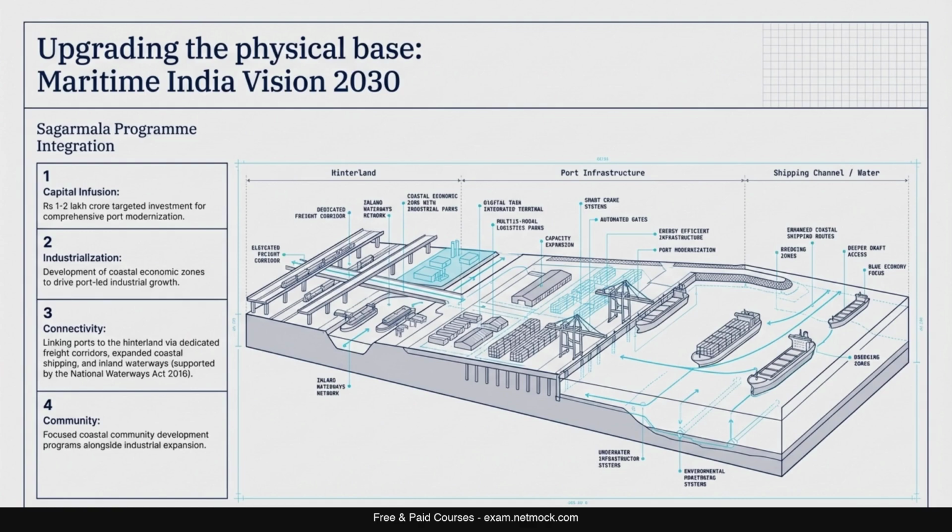The physical base is being upgraded through Maritime India Vision 2030 and Sagarmala. 4 pillars, capital infusion of 1 to 2 lakh crore for port modernization. Industrialization through coastal economic zones. Connectivity via dedicated freight corridors, coastal shipping, and inland waterways under the National Waterways Act 2016. And community development alongside industrial expansion.